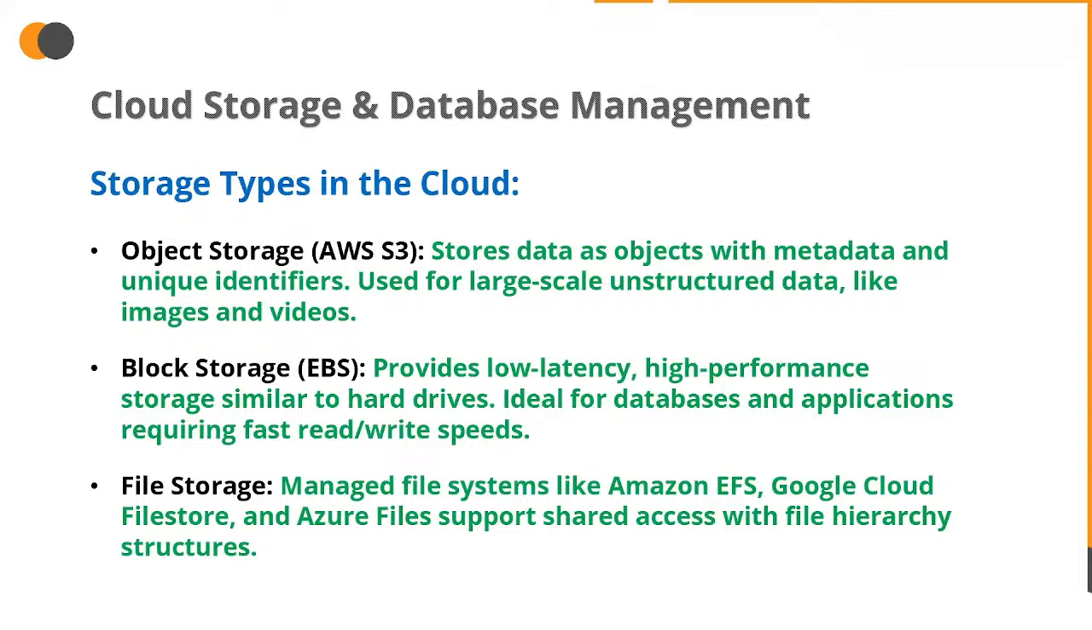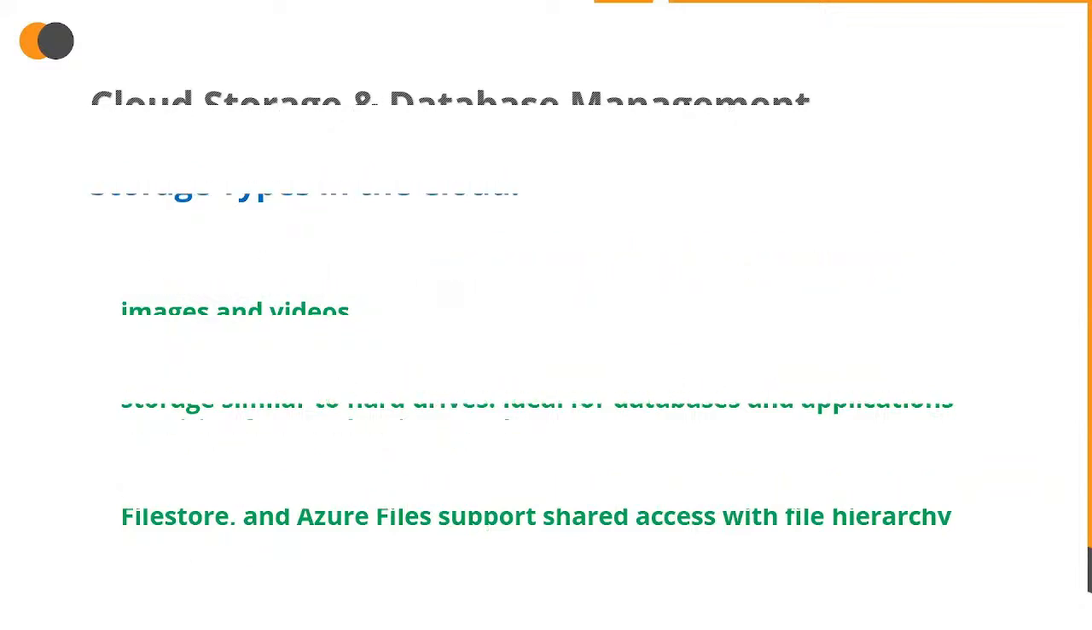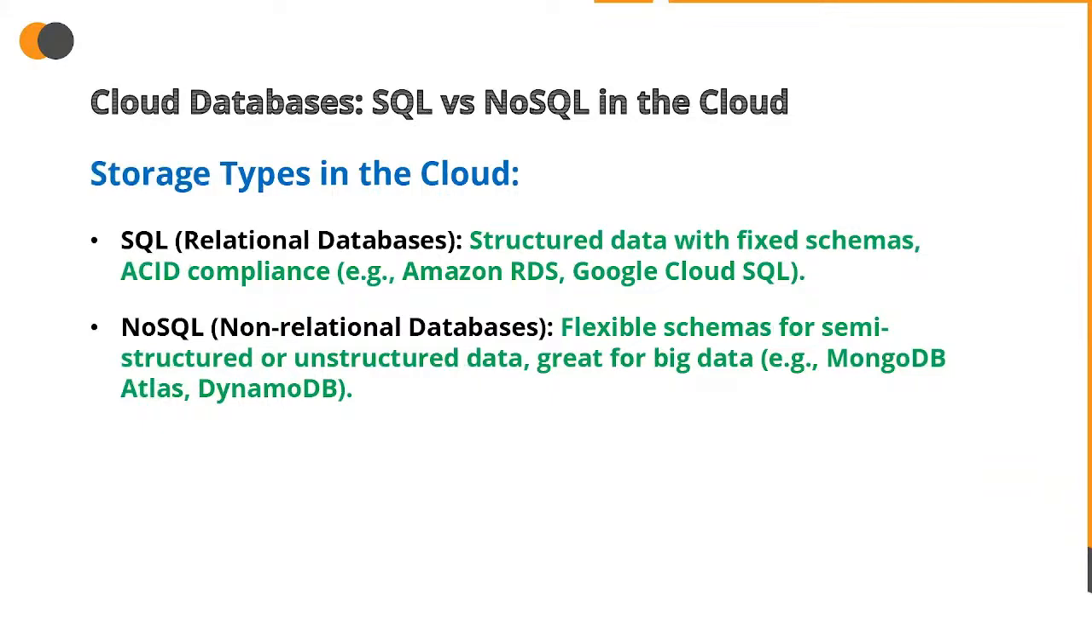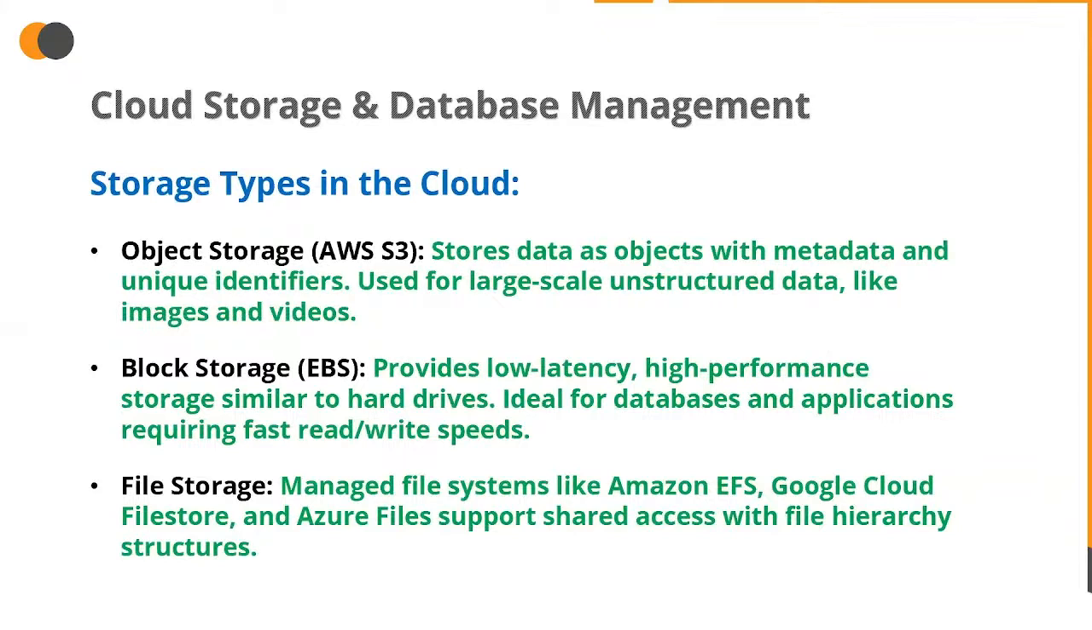When we talk about cloud storage and database management, the storage types in the cloud are object storage, block storage, file storage, and SQL and NoSQL. I will talk about SQL and NoSQL later. Before that, I will talk about object storage, block storage, and file storage.